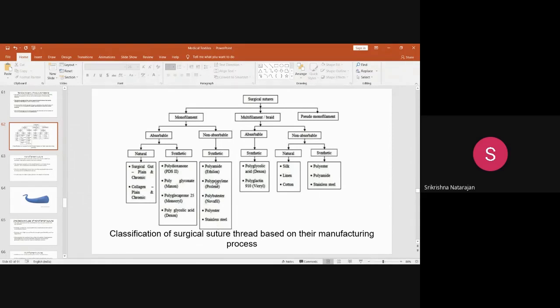These are all the monofilaments, but these are non-absorbable. It will not be absorbed by the tissues. Okay, so that is the thing. And if you see the multifilaments, which are otherwise called the braided type of sutures, these also have classification.